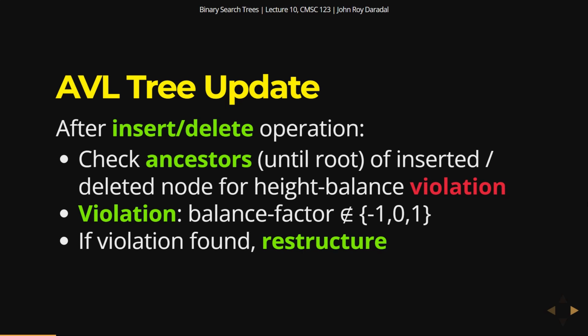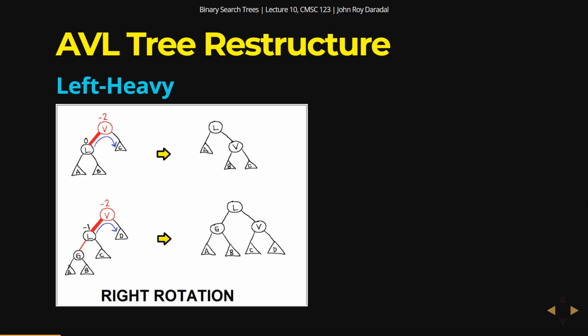So how will we do the restructuring? It's based on the pattern again. Here we have a left heavy violation, and the violating node is called V. The V node is the violating node, so it's violating the height balance property, so it's not -1, 0, or 1. Maybe it's -2, right? So it's -2, so it's left heavy, so we look at the left child.